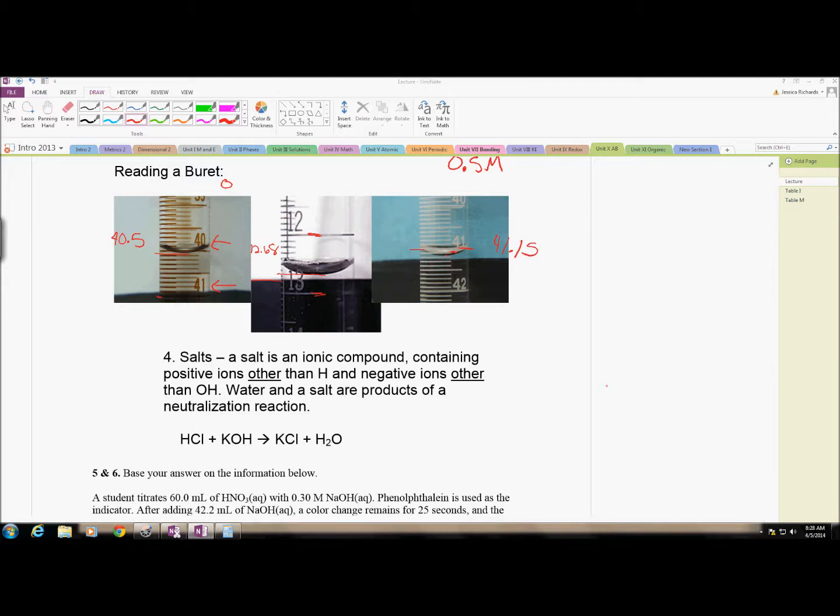One more reminder that a salt is an ionic compound that is not an acid or a base. So the positive is not H+, the negative is not OH-, and here is another neutralization reaction to give you yet another example of a salt. So if the positive ion here is H+, this is an acid. If the negative ion in KOH is a hydroxide, this is a base. Water, we're pretty good at picking out. And so the KCl is an ionic compound, not H+, not OH-. This would be considered the salt.